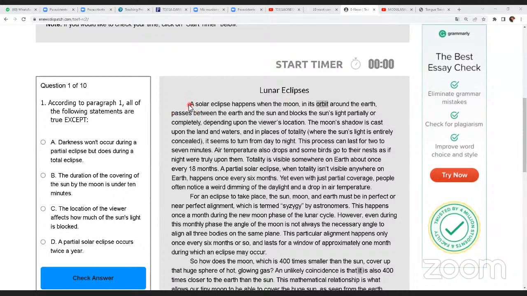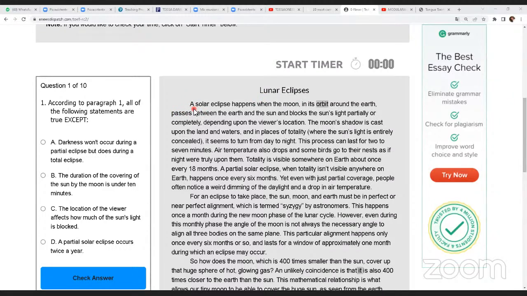We're going to continue, right? I'm going to share my screen, and we're going to read only the first paragraph. It is about eclipses. So go ahead, please.